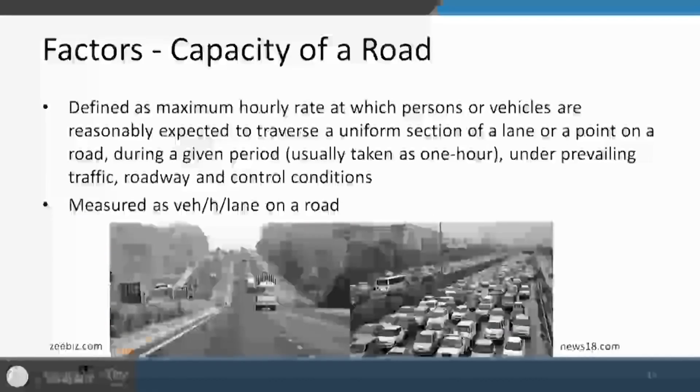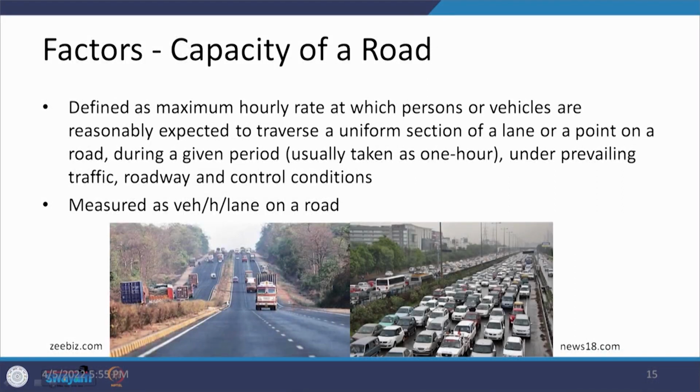Now, another factor which we are going to talk about here is the capacity of a road. Now, what is capacity? If you look again at the two photographs being shown here, in one photograph it is a national highway condition. You have 3 lanes being provided on either side, and this is a divided system. So, a median is being provided in between.